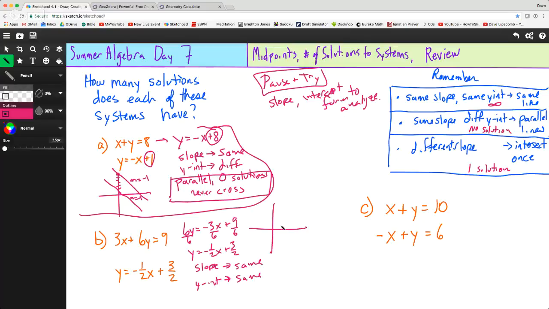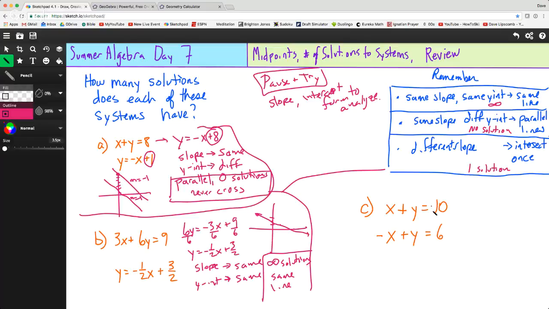These guys both have a y-intercept at 3/2, and they both have a slope of -1/2, down 1/2, down 1/2. They both have kind of a narrow slope down to the right. So these have the same slope, same y-intercept, so it's the same line. So we have infinite solutions because it's the same line. Okay, let's do the final one.